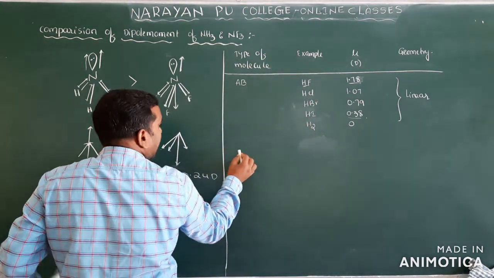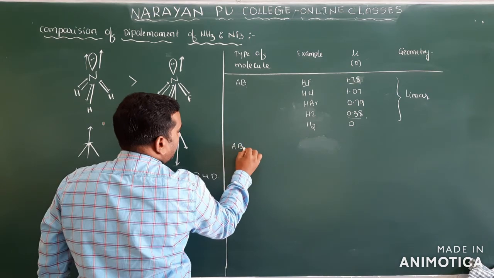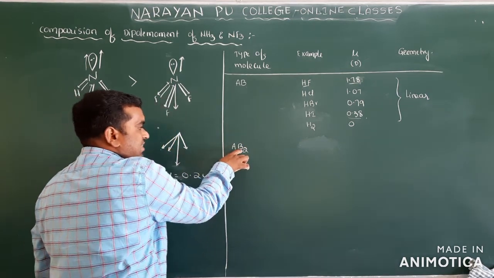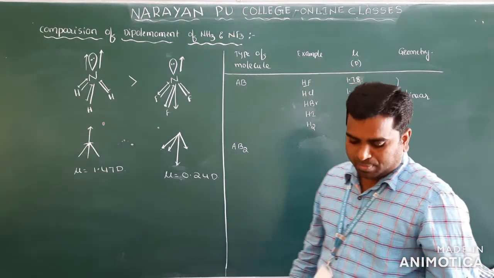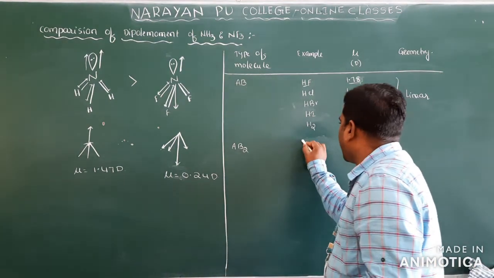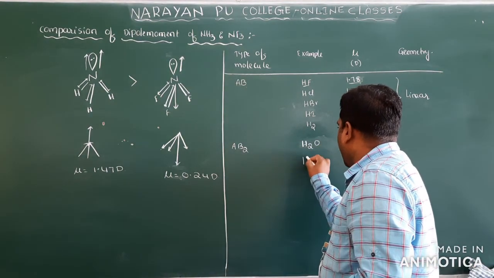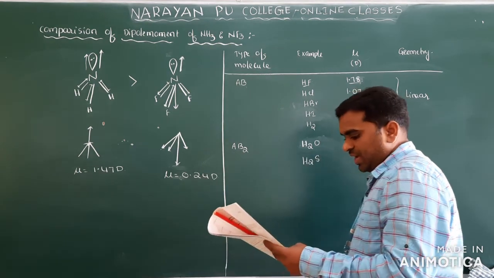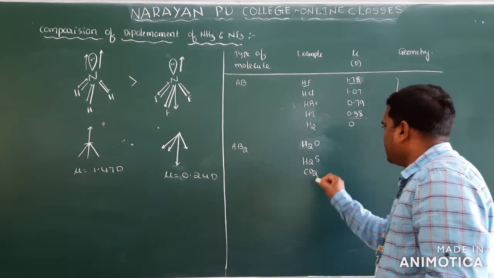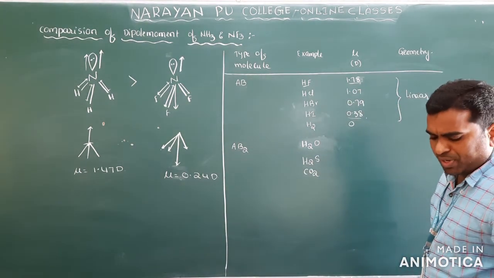And the second one they have given is AB2 type molecule. The central atom is A and the surrounding atoms are B. Clear? Further, examples they have given: one is H2O, another is H2S gas, and the third one is CO2. Dipole moment, you see here.